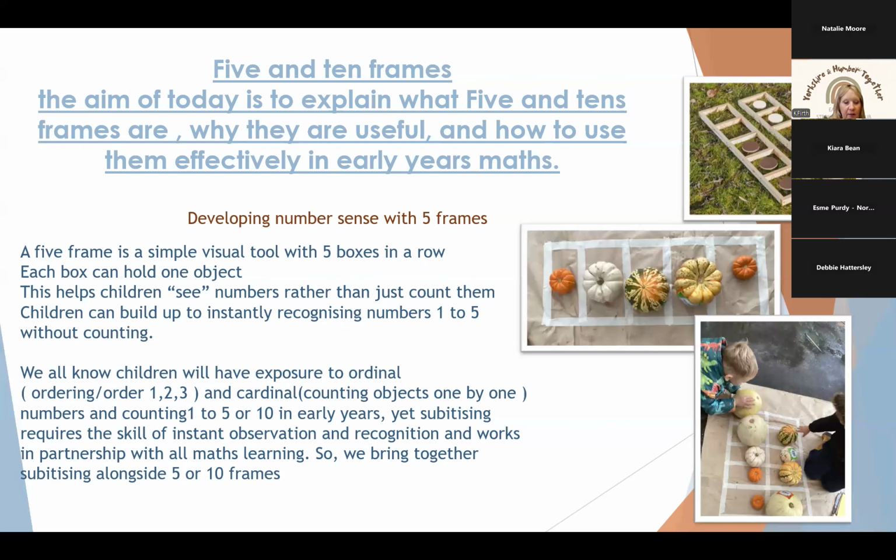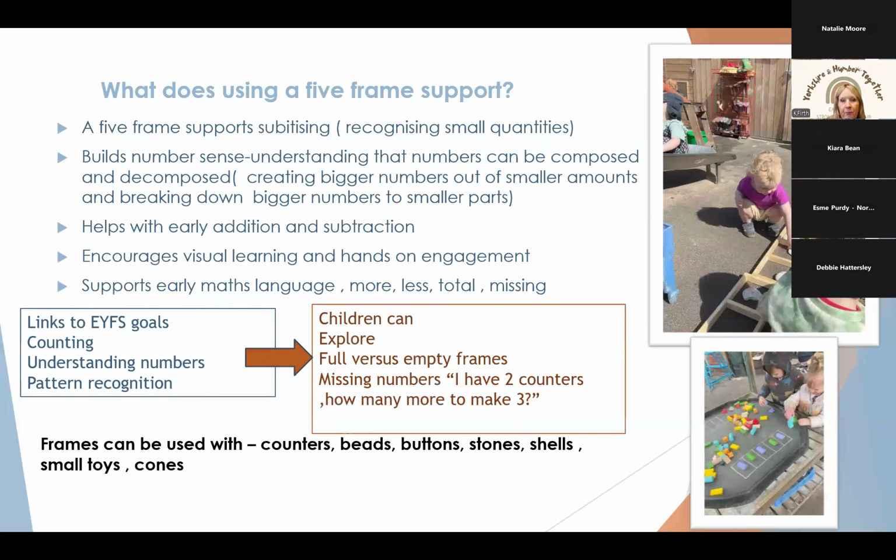So we bring it all together with our 5 or 10 frames. What does a 5 frame support? So it does support the subitising again, recognising the small quantities. It builds number sense, understanding that numbers can be composed and decomposed, creating bigger numbers out of smaller amounts and breaking down bigger numbers. So you've got a full frame with 5 objects in. You take 2 out. What can you see? So you had 5, you've taken 2, your simple maths in a play-based way.